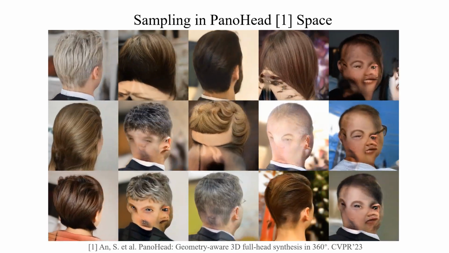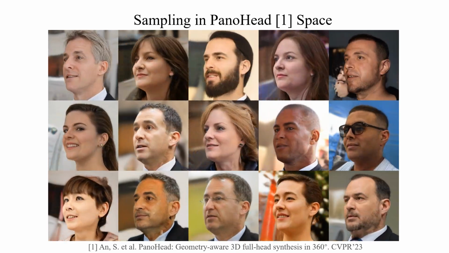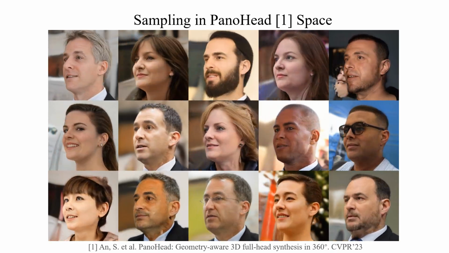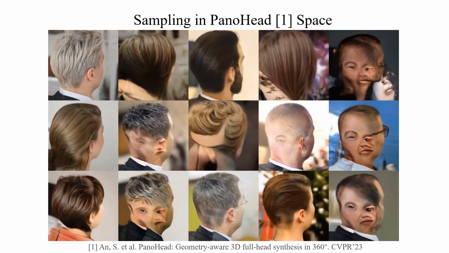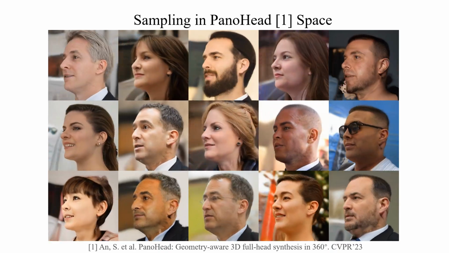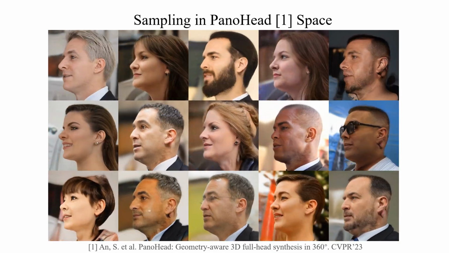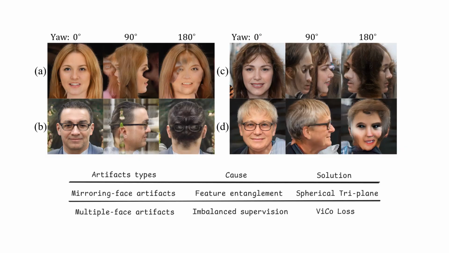PanoHead was the first 3D aware GAN focusing on full head synthesis and could generate a reasonable occipital region. However, its back view synthesis is very unstable and is often hindered by apparent fake face artifacts. In our paper, we analyze the causes of these artifacts in depth and provide corresponding solutions that allow our SphereHead model to eliminate them. As shown in this figure, there are two types of fake face artifacts.